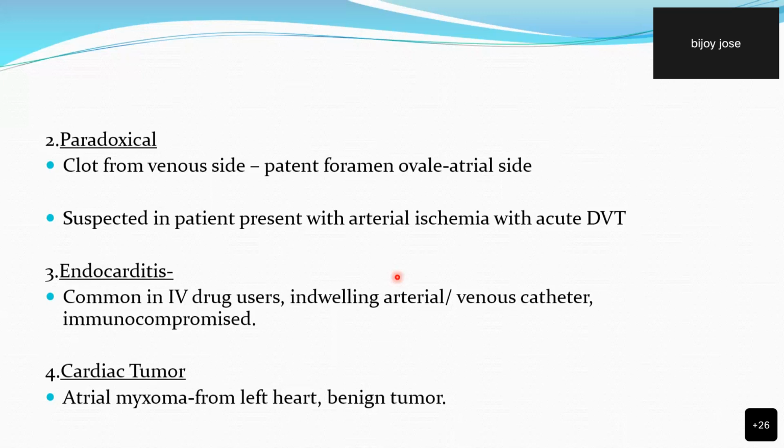Endocarditis is common in IV drug abusers, in patients with indwelling arterial or venous catheters, or in immunocompromised patients. They are prone to developing vegetations on the valve, and these can dislodge and produce acute limb ischemia. Cardiac tumor, rarely: atrial myxoma from the left heart is a benign tumor, and again the tumor particles can produce embolism.